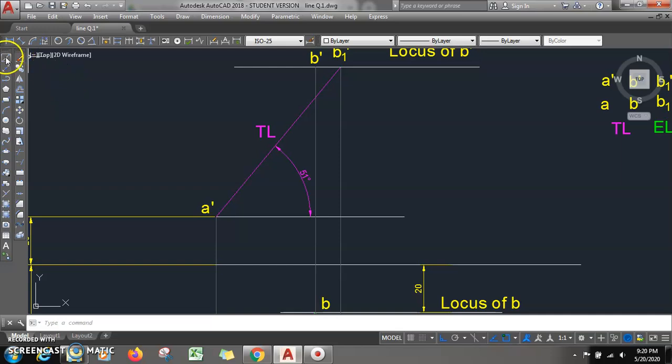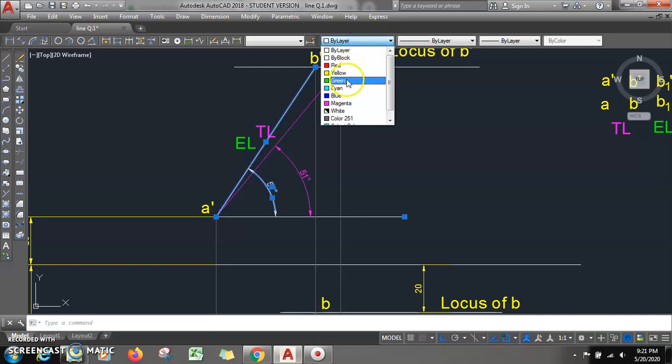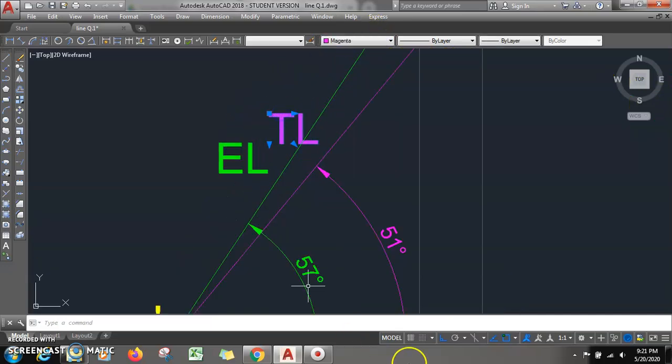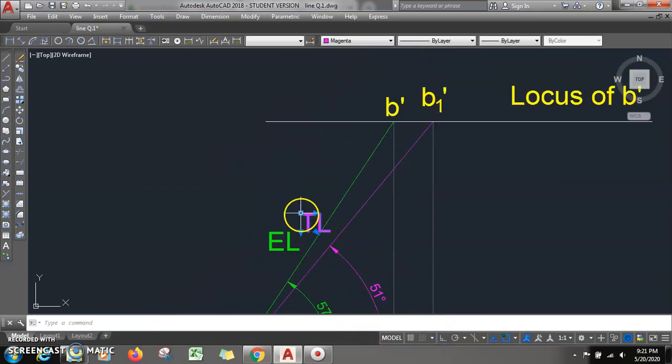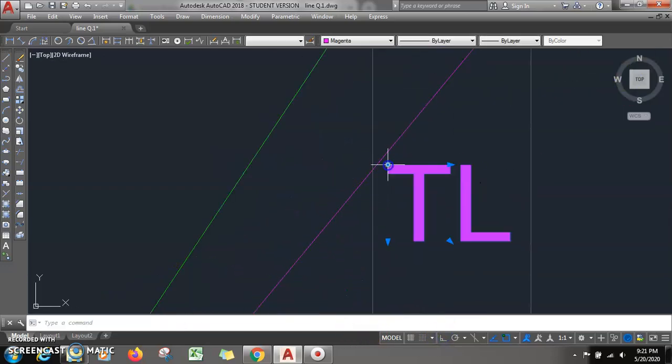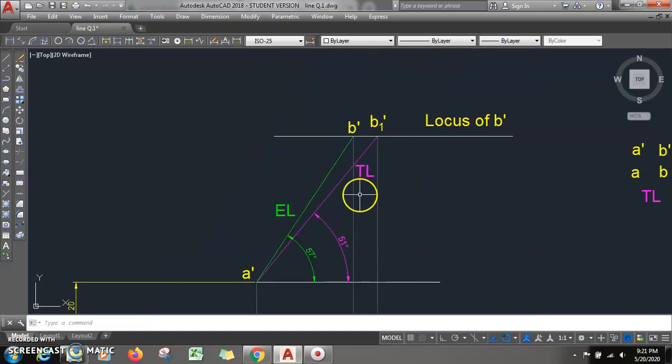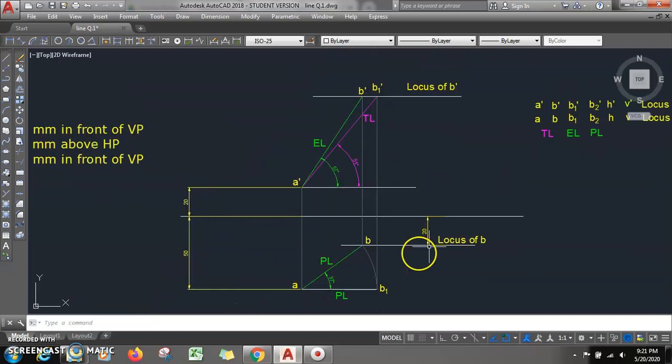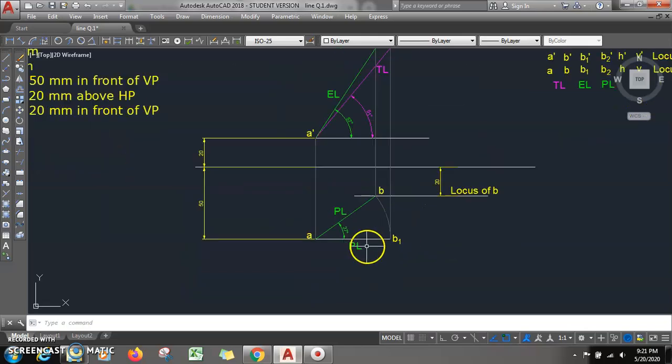Join A dash B dash. You see, join A dash and B dash. This length is the elevation length, and the angle for this length is found to be alpha. You can show it by a different color. This true length, I will show this TL somewhere here. Once we have all this, only one thing is remaining: true length at angle phi.